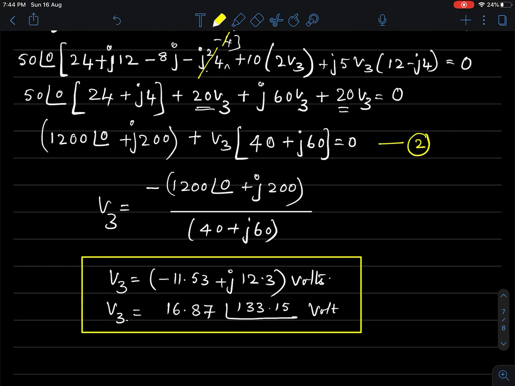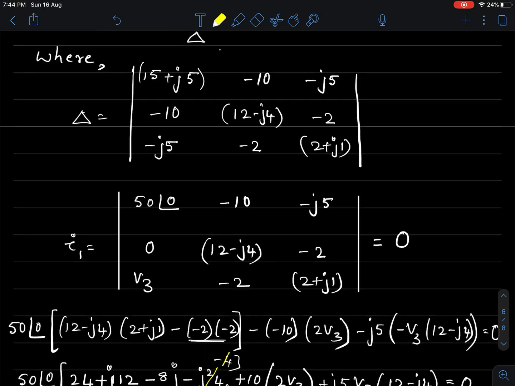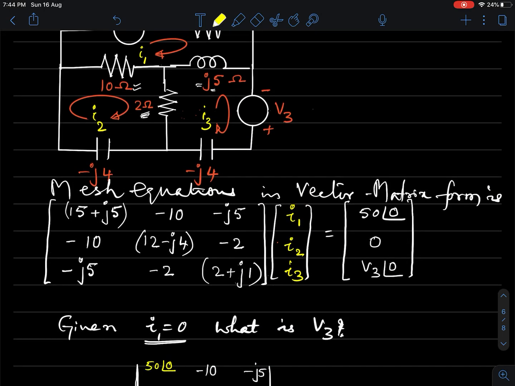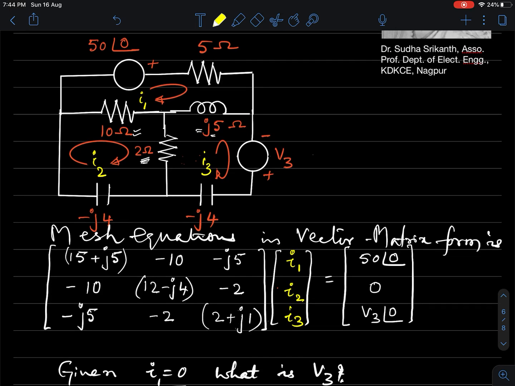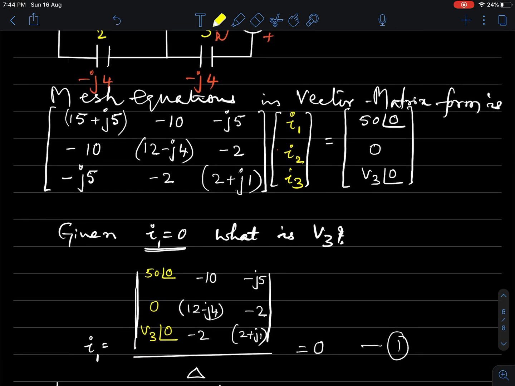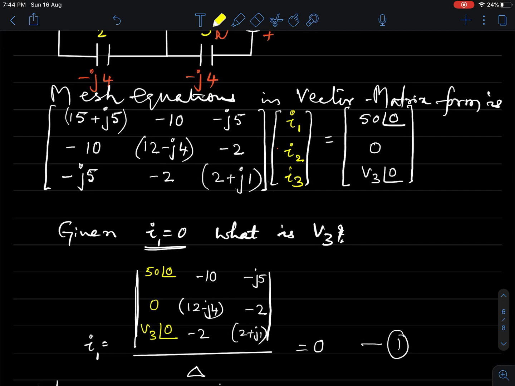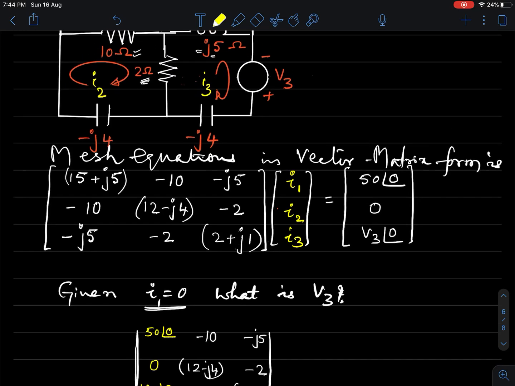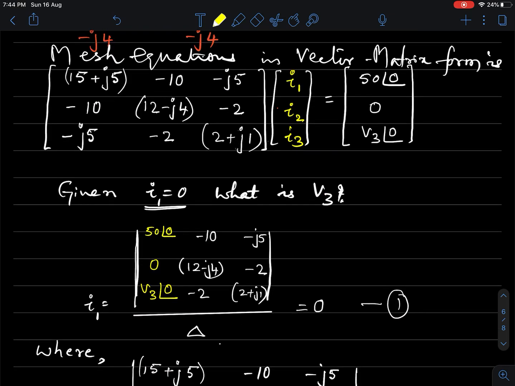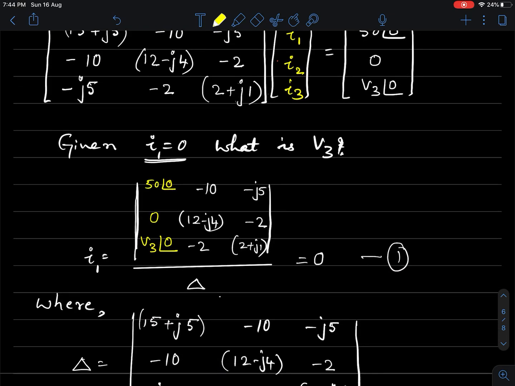Alright, a problem of this nature is also interesting to do. You are supposed to find the value of a source such that it results in current in any specific branch to be 0. So instead of I1, if you are expected to find out what is the value of V3 which results in I2 to be 0, how do you do it? Just as an extension, just a variation.